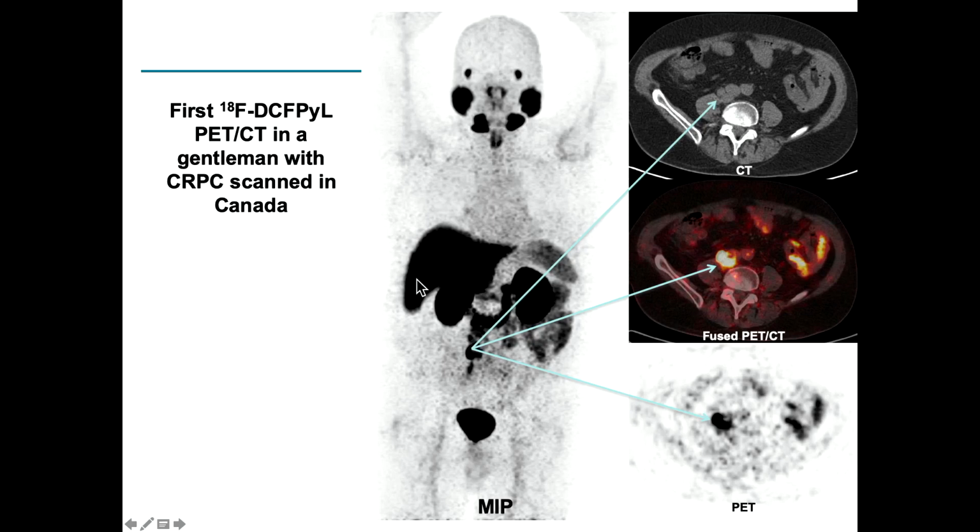This is the first man in Canada who was scanned with DCFPyL, who had castrate-resistant prostate cancer. It was a bit of an older scanner, but basically what you could see was the disease that would jump out at you from across the room, which was so beautiful.